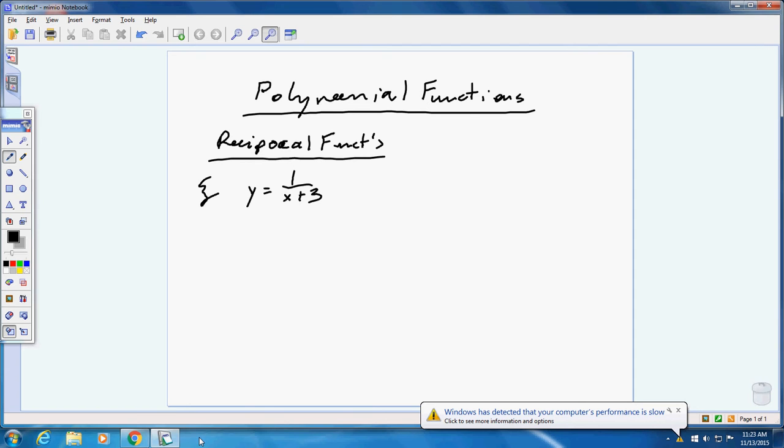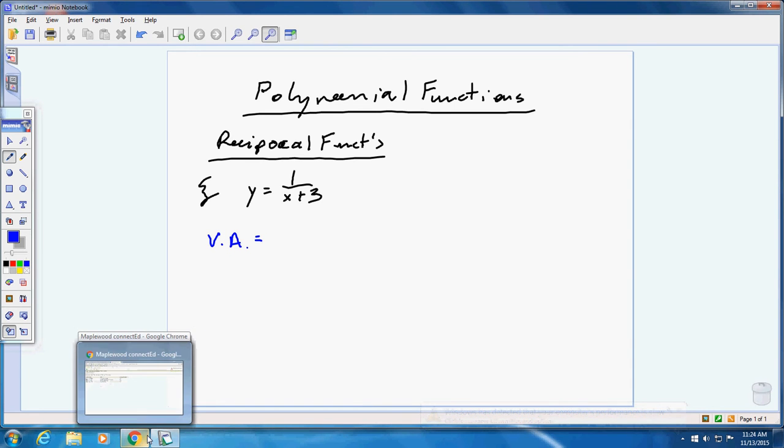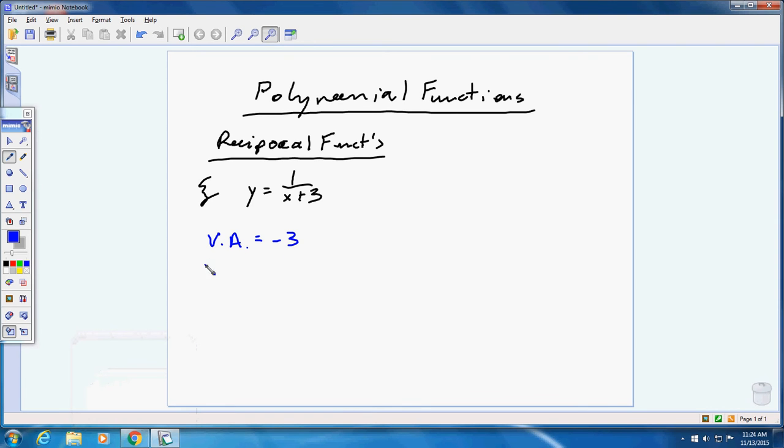Let's go through it again just for fun. Vertical asymptotes come from the bottom. So what would be the equation of the vertical asymptote here? x equals -3. Okay. The horizontal asymptote, we went by rules. This is going to be 0 because the degree up top is less than the degree in the bottom.